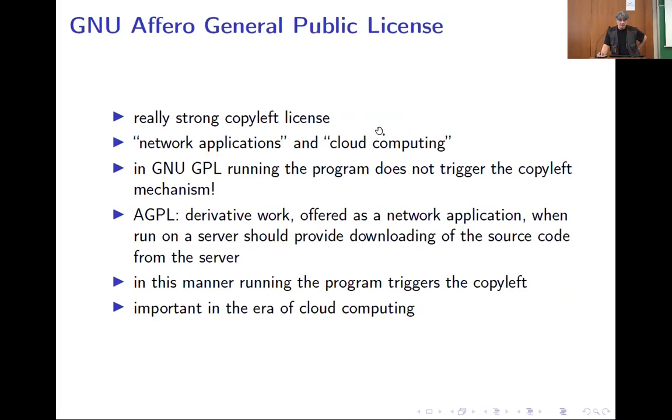And it addresses network applications and cloud computing. The problem is that running the program under the GNU General Public License does not trigger the copyleft mechanism. In the Affero General Public License, a derivative work offered as a network application, when run on a server, should provide downloading of the source code from the server, which means that it's stronger. That's an additional requirement in comparison to the General Public License. In this manner, running the program triggers the copyleft.